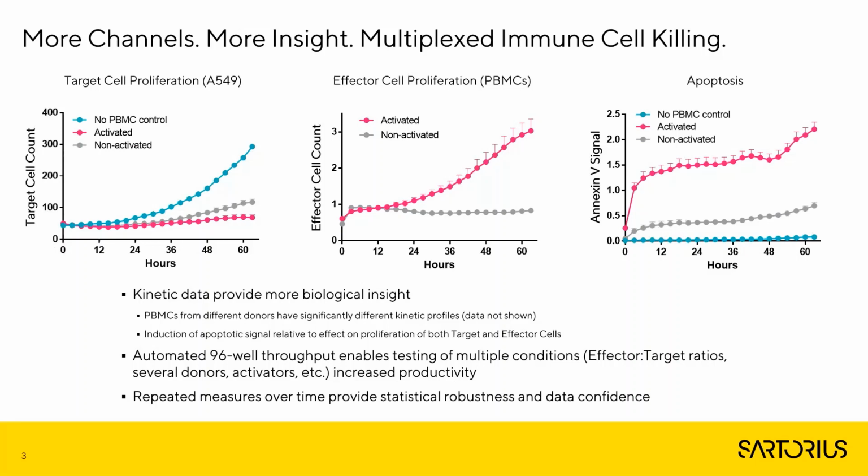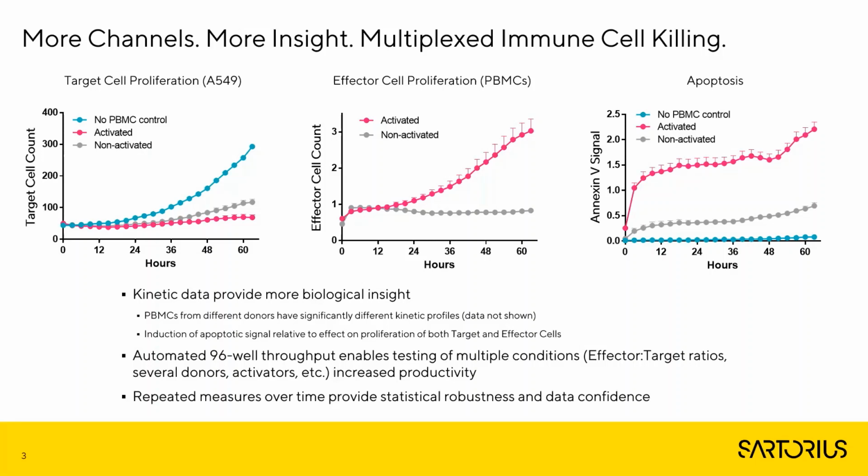Again, I mentioned PBMCs from different donors have significantly different kinetic profiles. That data is not shown here, but we've seen that in multiple experiments. We also can differentiate the induction of the apoptotic signal relative to the effect on proliferation of both the target and/or the effector cells. Our automated 96-well throughput enables testing of multiple conditions. As I'll show you in future slides, we can test many different effector to target ratios.